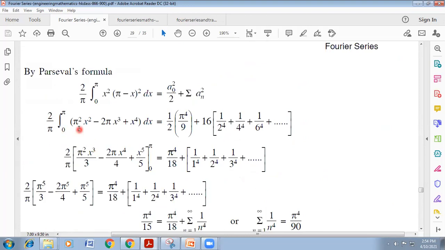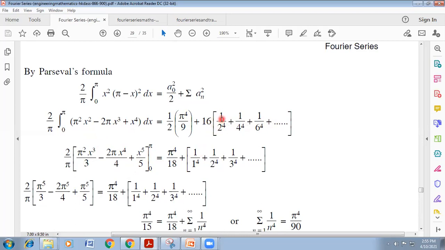Now twice by pi, just taking integration, x square integration, what? X cube by 3, and x cube integration, what? X to the power 4 by 4, and x to the power 4 integration, what? X to the power 5 by 5. Now integral limit will be within third bracket, 0 to pi. Upper limit is pi and lower limit is 0. So this will be pi to the power 4 by 18, okay, plus 16 multiplying in each.